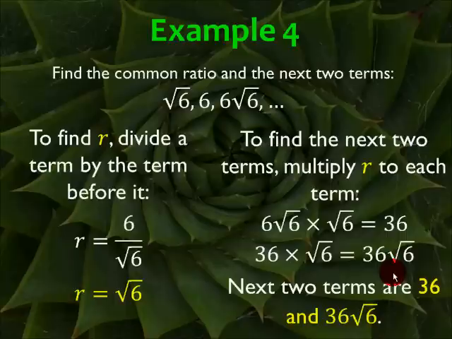So you see how a geometric sequence works. Each term is multiplied by a ratio to yield the next term, and that ratio is constant throughout the whole sequence.